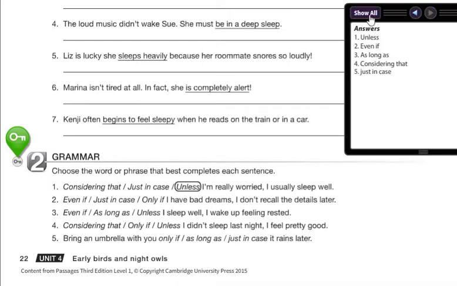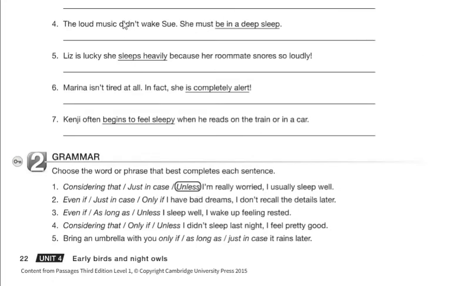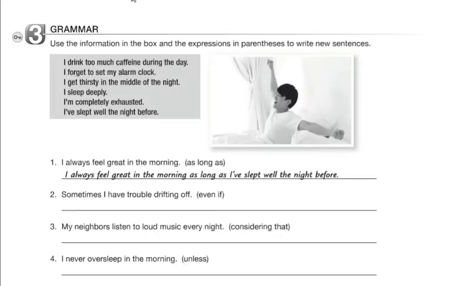And here are the answers. So number 1 is unless, number 2 is even if, number 3 is as long as, number 4 considering that, and number 5 just in case. So these are the answers of the next sentences. Now let's go to the next.